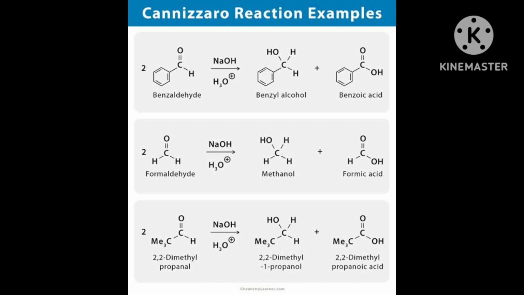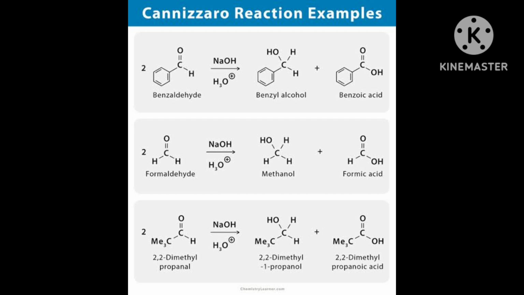This reaction is also called a disproportionation reaction. Again, aldehydes which do not have an alpha hydrogen atom undergo self-oxidation and reduction reaction on treatment with concentrated alkali. In this reaction, one molecule of the aldehyde is reduced to alcohol while another is oxidized to carboxylic acid salt.